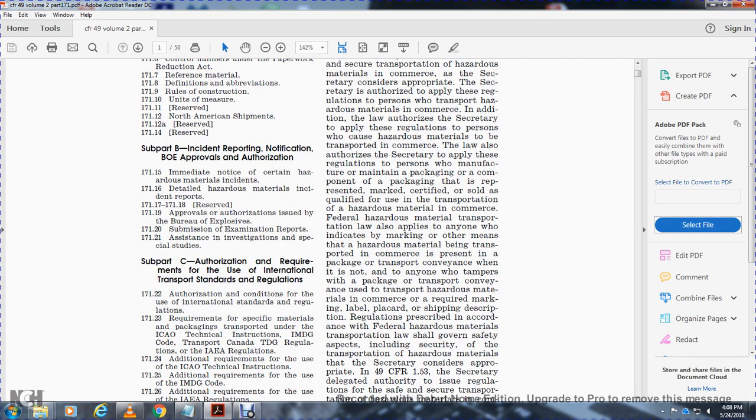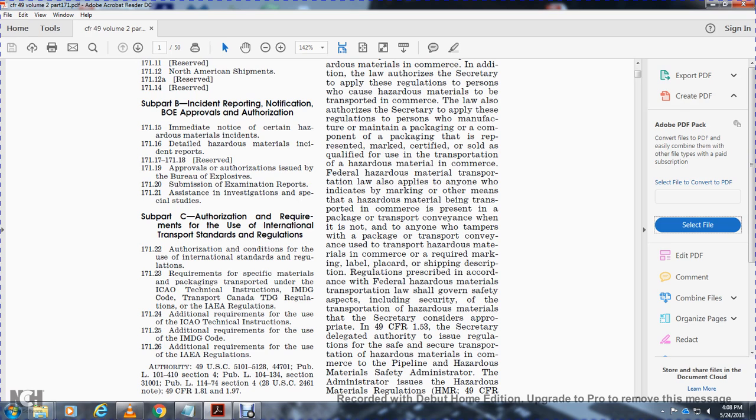Subpart B: 171.15, immediate notice of certain hazardous materials incidents; 171.16, detailed hazardous materials incident reports; 171.17 through 171.18, reserved; 171.19, approval of authorization, Office of the Bureau of Explosives; 171.20, submission of examination reports; 171.21, assistance, investigation, special studies. Subchapter C, Subpart C, authorization requirements for the use of the international transportation standards and regulations; 171.22, authorization.